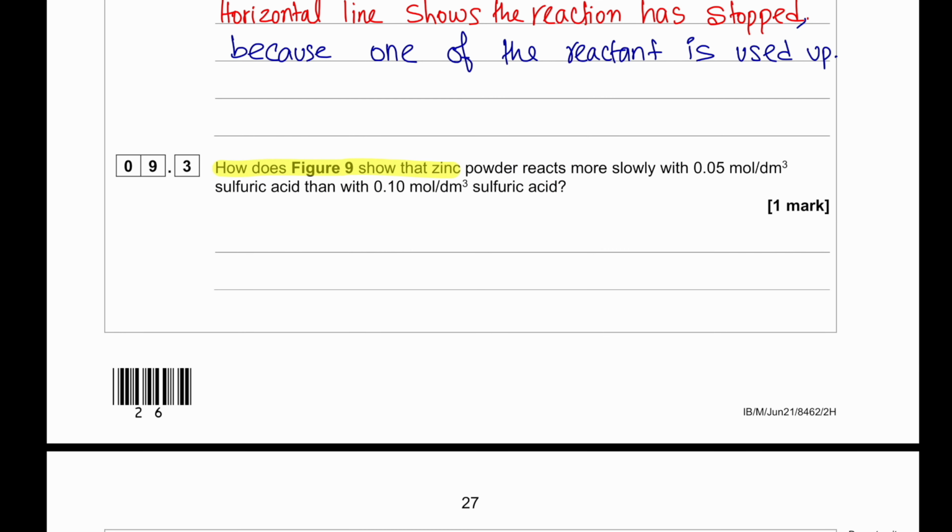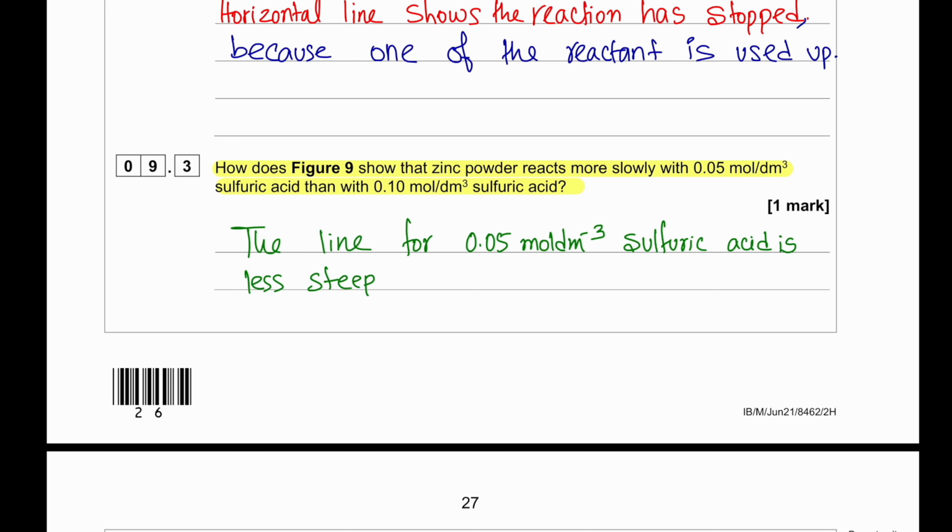How does figure 9 show that zinc powder reacts more slowly with 0.05 mole per dm³ sulfuric acid than 0.1 mole per dm³ sulfuric acid? If we look into the particular diagram, we will see that the line for 0.05 mole per dm³ sulfuric acid is less steep.